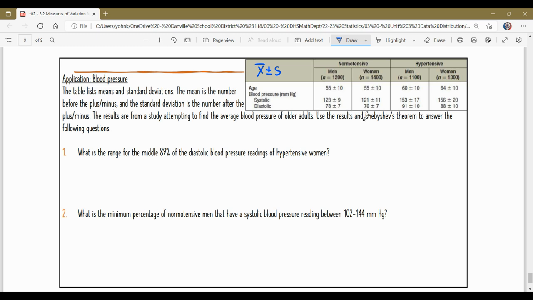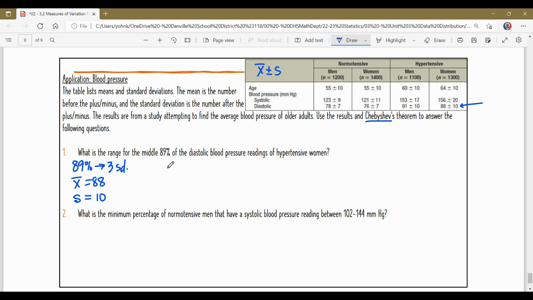So we're using Chebyshev. What is the range for the middle 89% of the diastolic blood pressure readings of hypertensive women? Okay, so I'm looking for 89%, which according to Chebyshev's theorem is three standard deviations. Well, if I look in the table, I'm looking for diastolic, so that's the bottom row, blood pressure readings of hypertensive women. So I'm looking right here. That means my mean is going to be 88 and my standard deviation is going to be 10.